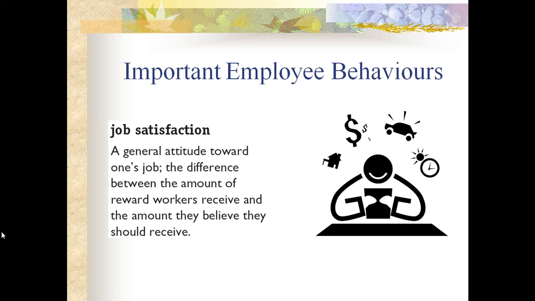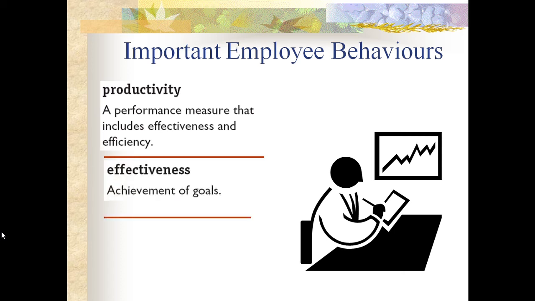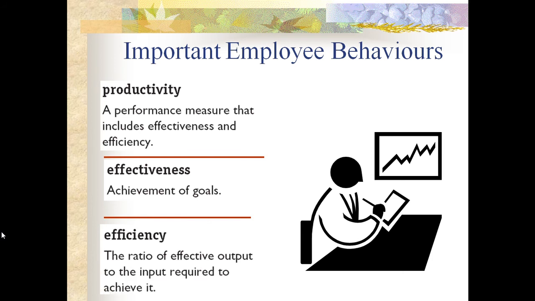And the next behavior is productivity. Productivity is a performance measure that includes effectiveness and efficiency. So productivity is a measure of performance, and there is both effectiveness and efficiency. Now let's see what is effectiveness. Effectiveness says whether we are able to achieve the goals, and efficiency is a ratio between input and output. It is a measure of input-output ratio.